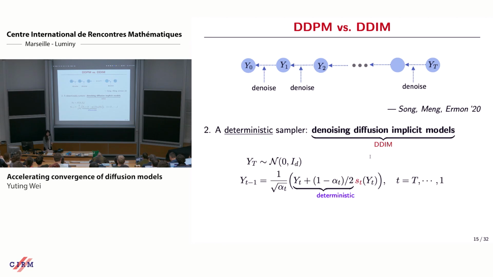But think about the deterministic one. Once you are given the Y capital T, you generate Y_T from the Gaussian noise, the entire procedure is sort of fixed if you have access to the score estimate.